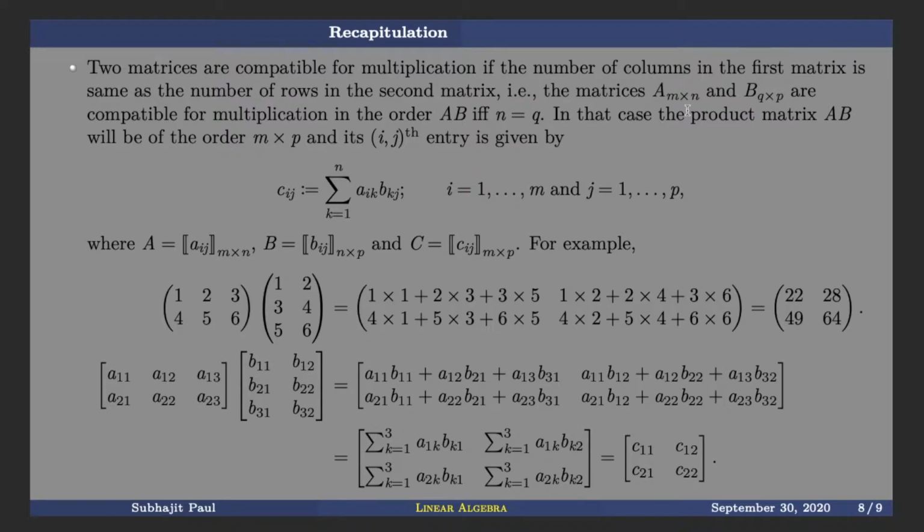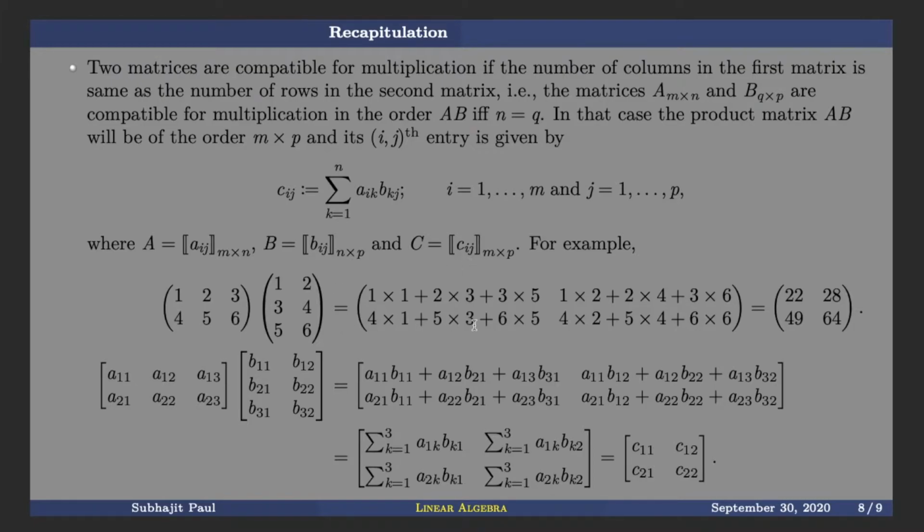Number of rows in A and number of columns of B. Number of rows in the first matrix, number of columns in the second matrix. And its ij-th entry of the product matrix is given by this formula: sum over k from 1 to n of a_ik times b_kj. Here i is the row index of the product matrix, running from 1 to m, and j is the column index, running from 1 to p. The first matrix A has entries a_ij, the second matrix B has entries b_ij, and the product matrix entries are given by c_ij.